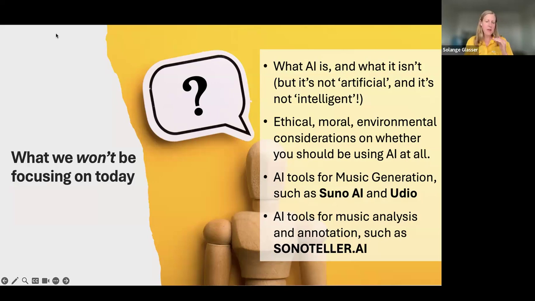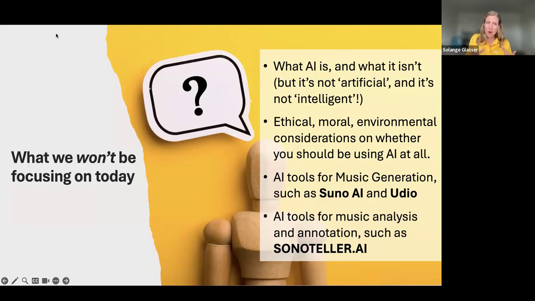We're not going to look specifically at the ethical, moral, or environmental considerations on whether you should be using AI at all. Now, this is a whole other conversation, and it's a really important conversation that I'm sure many of us have had in different discussions and fora already. But the starting point that we're taking today is we're deciding to use AI. How do we use it ethically and practically? But that backward part of should you be using it at all, that's kind of a conversation for another time.